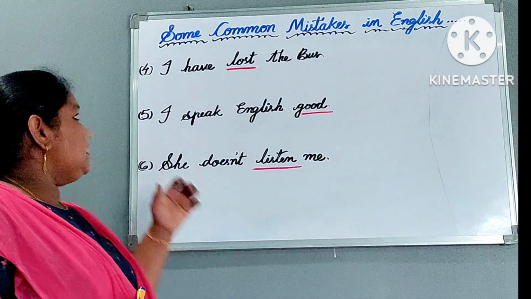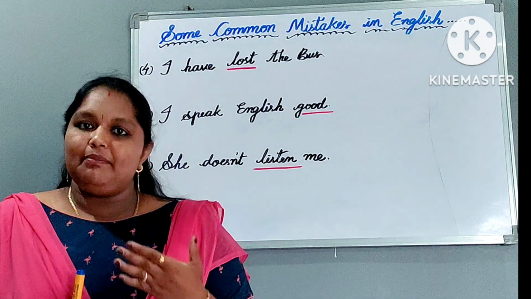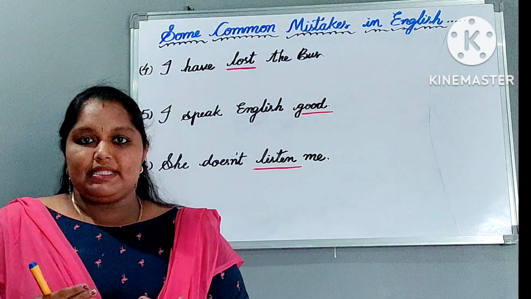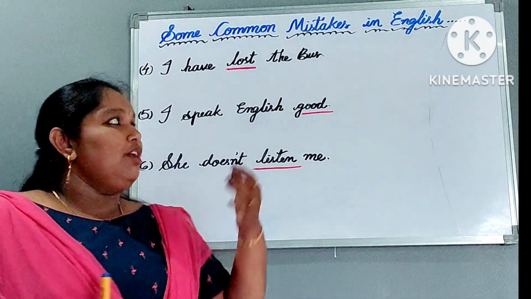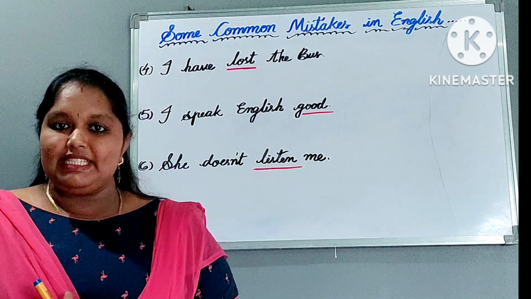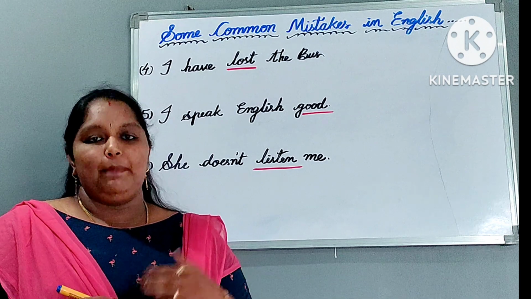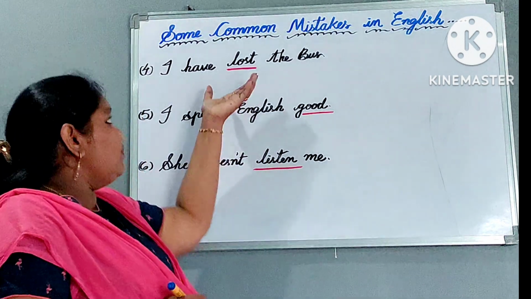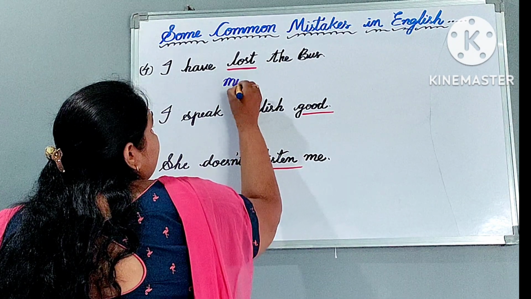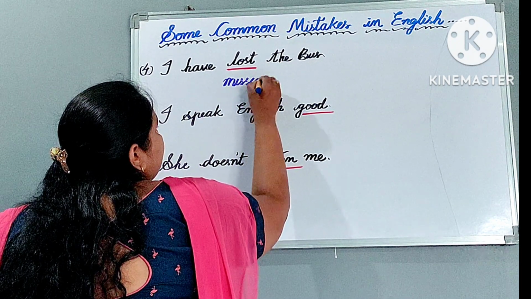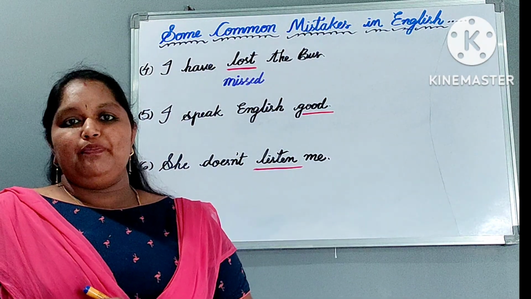Coming to the next sentence, I have lost the bus. If you want to convey the meaning that you missed the bus because you are late, then many of you use lost instead of missed. So it is wrong. When you miss any means of transport like a bus or train, you can use, I have missed the bus. I have missed the bus is the correct form.